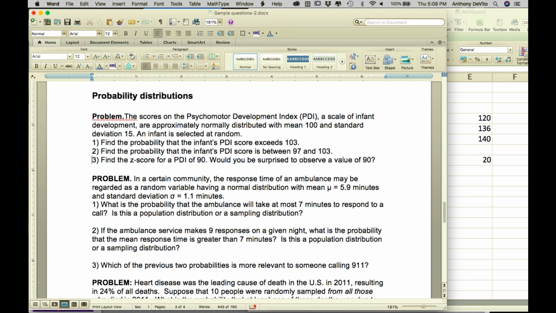Scores on the Psychomotor Development Index, a scale of infant development, are approximately normally distributed with a mean of 100 and a standard deviation of 15. An infant is selected at random. Find the probability that the infant's PDI score exceeds 103. So what is the standard deviation? It's 15. What is the mean? It's 100. I want to draw this out. I recommend that you guys do the same thing, because it'll help you avoid making a mistake.